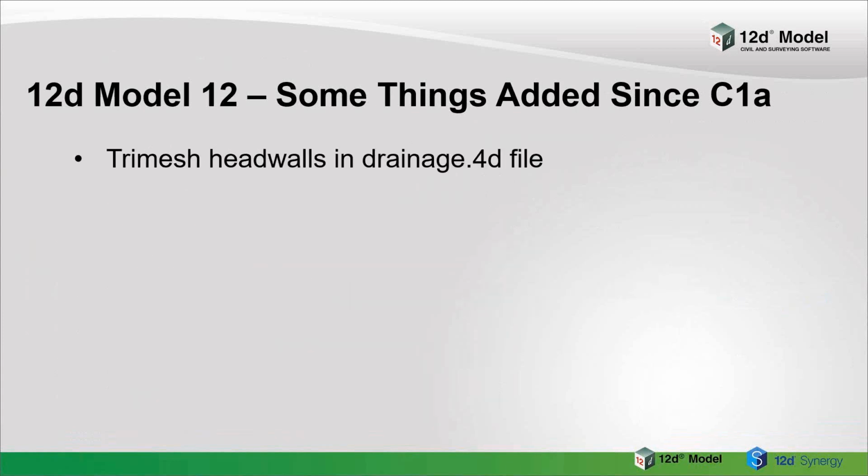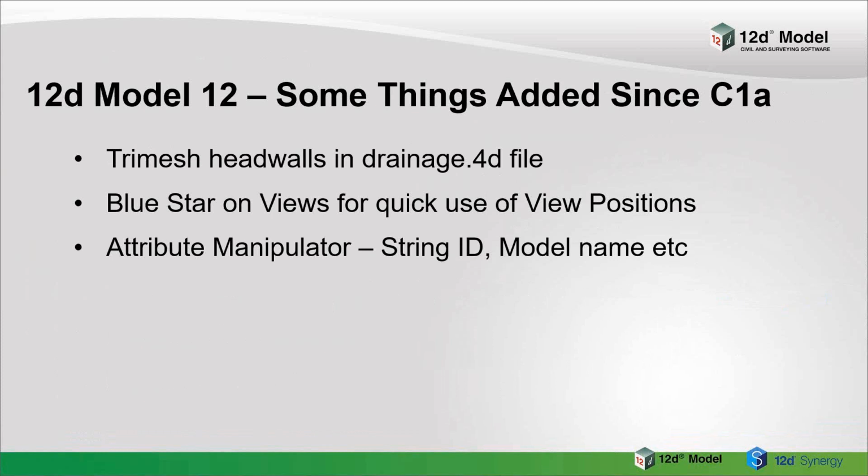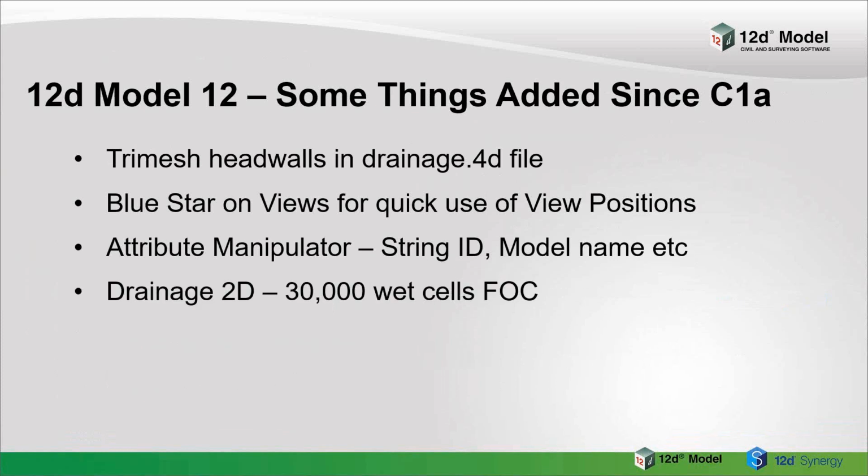Trimesh head walls in the Range.4D file. We have those little blue stars on there for picking blue positions on views. The attribute manipulator, we added extra things like string ID, model name, etc. With the Range 2D, we allowed free of charge 30,000 wet cells. So that came in after we released. Writing attributes to IFCs. So we do add in lots of things after the release.